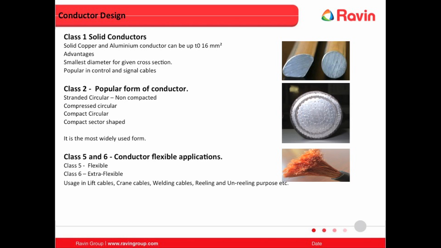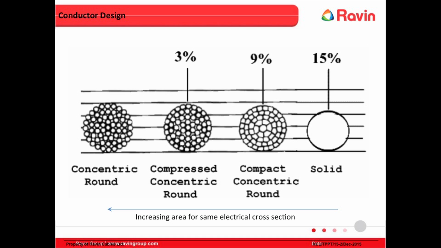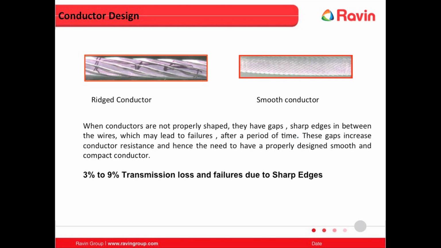There are various kinds of conductors: solid, stranded, and flexible conductors, depending on usage and areas of application. For the same electrical cross-section, a solid conductor would be 15% lesser in diameter than a concentric round conductor without any compression. A lower diameter cable is easier to handle on site and facilitates larger drum lengths. The conductor design plays a very important role in the performance and the losses in the cable.